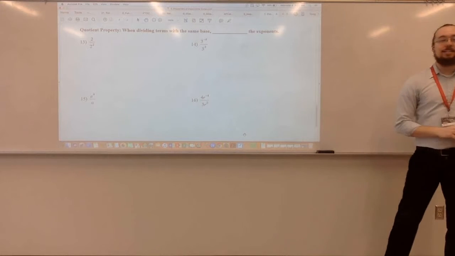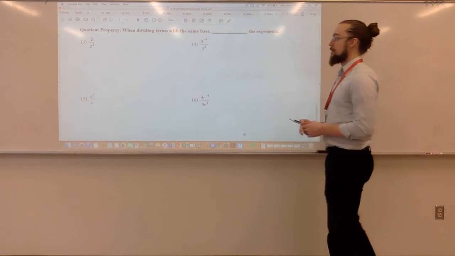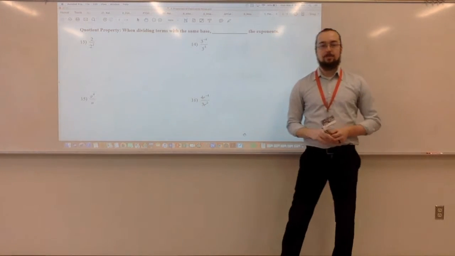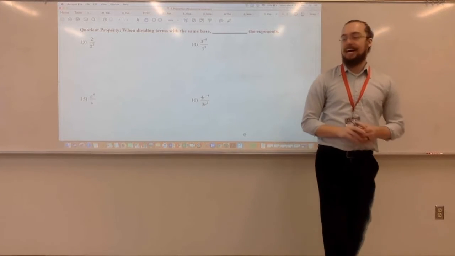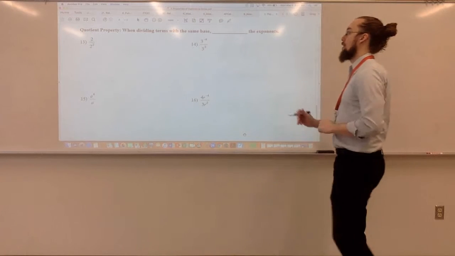When dividing terms with the same base, what do I do to the exponents? Dividing terms, we subtract the exponents.